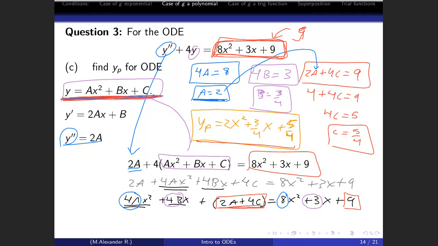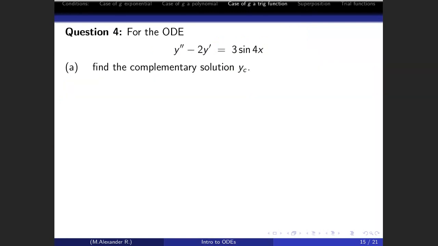Now, this is the case where the g function was a polynomial. Now I want to give you another case where we have a trig function for the g. So this is a trig function for the function g. And again, before we try to make a guess to the solution, we always want to calculate the complementary solution. So let me look at the homogeneous equation.